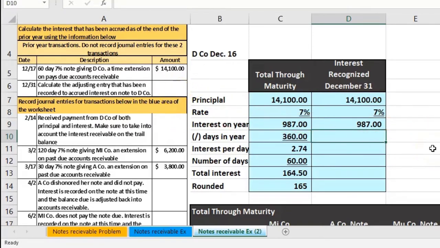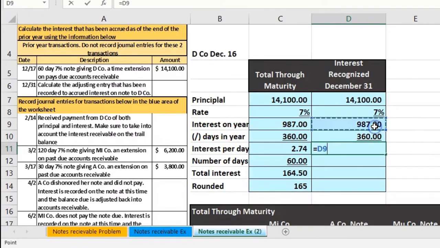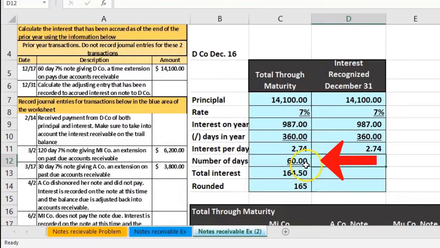And then we're going to divide that by the number of days in a year, which equals 12 times 30, 12 months times 30 days, or 360. There's really 365, we're rounding to 360. If we divide that out, equals the 987 divided by the 360, gives us the interest per day, 274. Same calculation we just did. However, instead of 60 days, we only have a few days till the 31st.